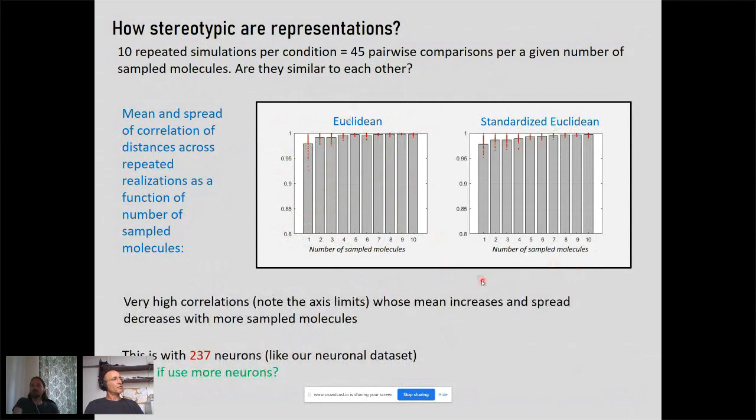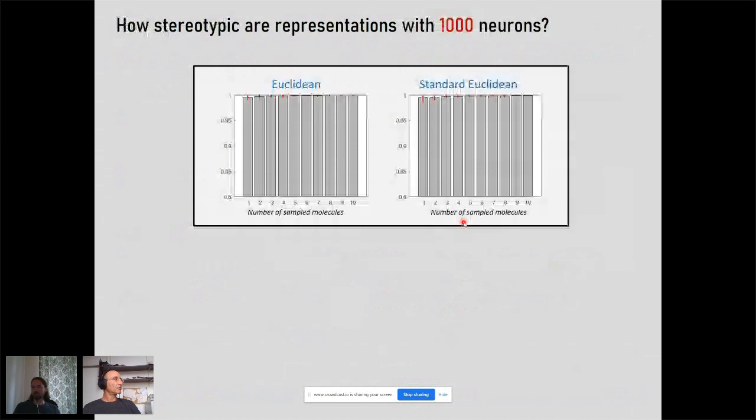Now, these results are with 237 neurons, and this is a number that we have in our neuronal data set. But we know that there are more neurons in the AOB. There are on the order of 6,000, maybe 7,000 projection neurons in the accessory olfactory bulb. And the question is, what happens when we use more neurons for this simulation? Do the simulations become more stereotypic? And the answer is definitely yes.